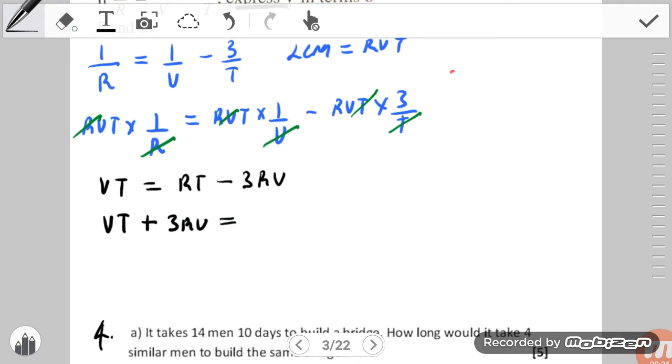And that's going to be equal to, let's write it a little bit better. So 3RV, and that's going to be equal to RT. I didn't need to move RT because my subject is not involved in RT. Now, I'm unable to add these terms because they are unlike. So what I'm going to have to do here is just to factorize for my subject.